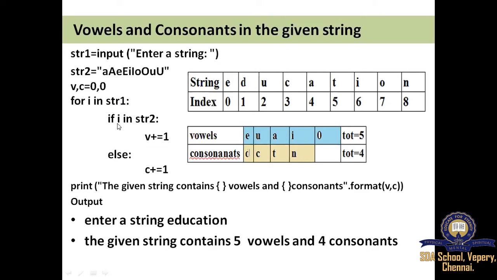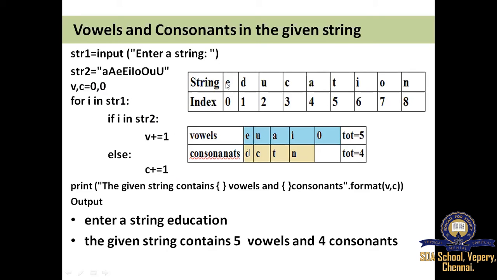What does str2 contain? The vowels. Whether the present character matches a character in str2. If it matches, you will get the vowel counted. If it is not matching, we get C plus equal to 1. Of course, D is not a vowel. So for consonants, C plus equal to 1 means the value of C has been incremented to 1 now. Initially it was 0, now it is 1. First time we count a vowel, second time we count a consonant. Like this, the process will continue for each and every step.